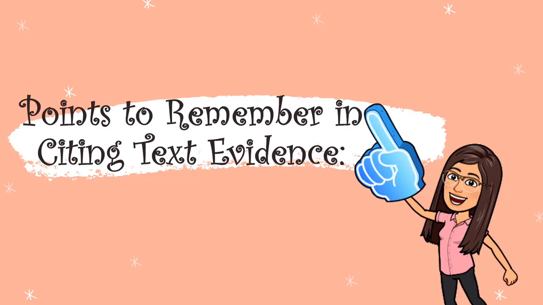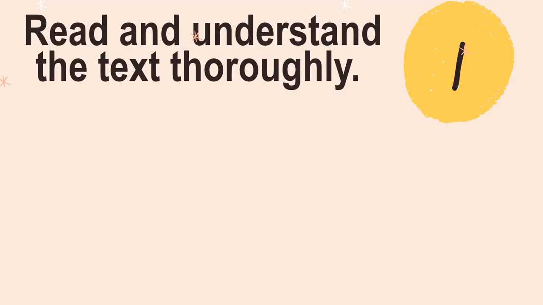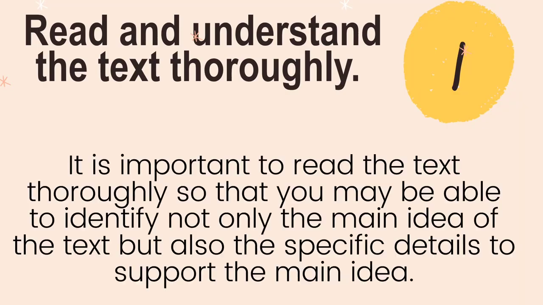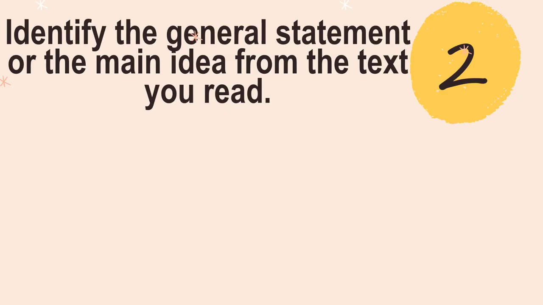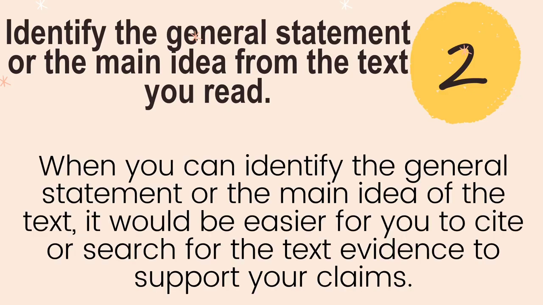Now, there are points to remember in citing text evidence. The first one, read and understand the text thoroughly. It is important to read the text thoroughly so that you may be able to identify not only the main idea of the text, but also the specific details to support the main idea. Number 2, identify the general statement or the main idea from the text you read. When you can identify the general statement or the main idea of the text, it would be easier for you to cite or search for the text evidence to support your claims.